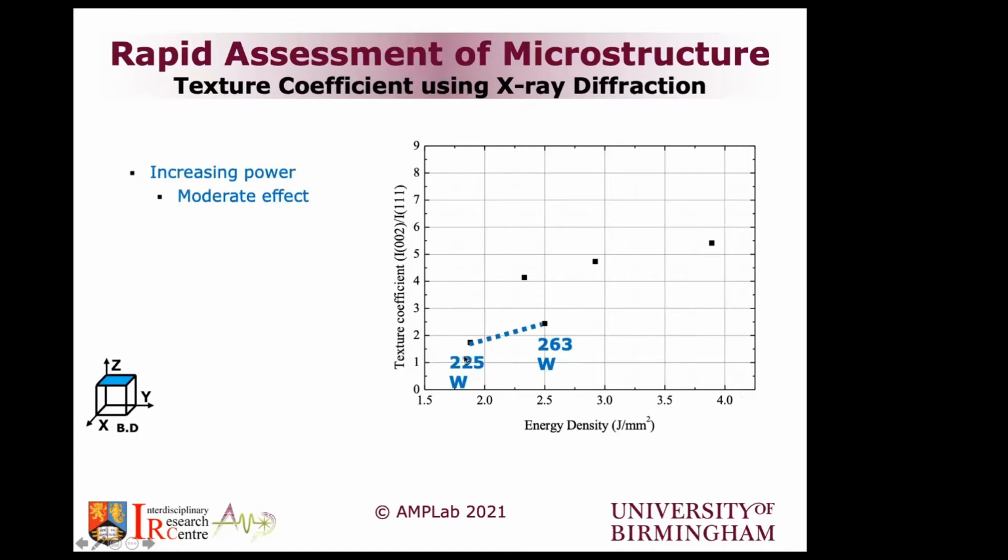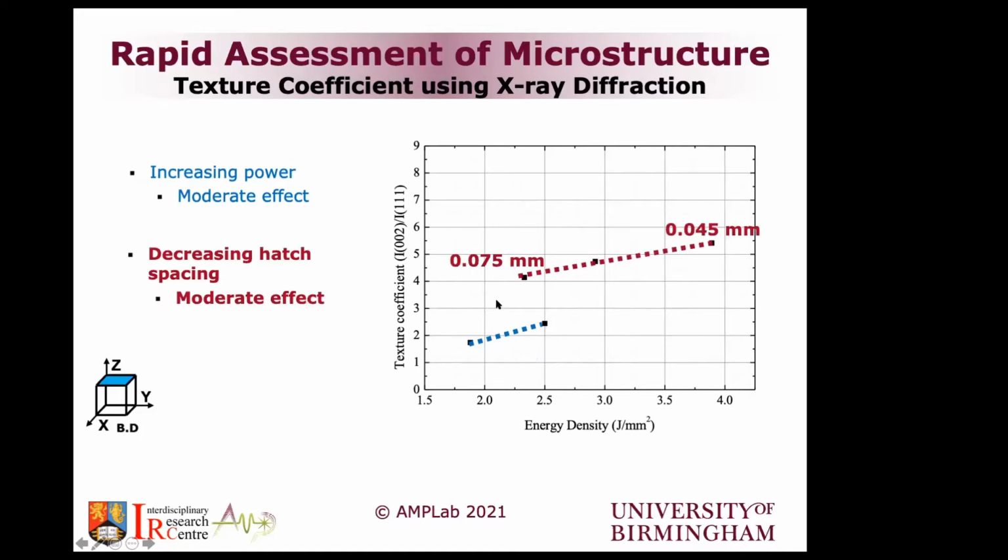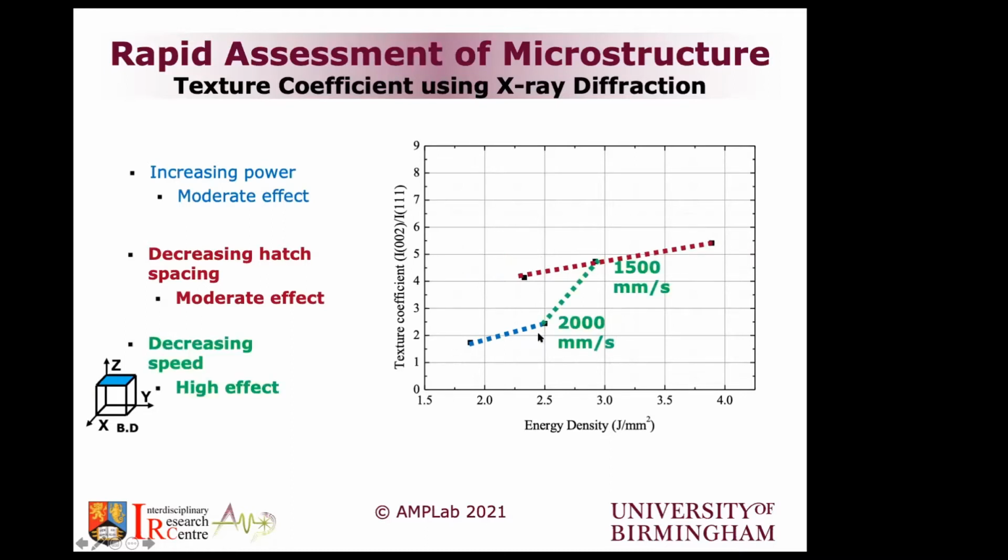Between these two points, we only increase the laser power. So you can see that when you increase the laser power, there is some increase in the texture coefficient. When you decrease the hatch spacing, again, you get an increase in that texture coefficient. And then when you decrease the scanning speed, you get a jump in the texture coefficient. Because these are all non-standardized parameters, it can be a little bit difficult to generalize this, or to say that these effects of texture are consistent in all ranges. So just take these with a pinch of salt from me.